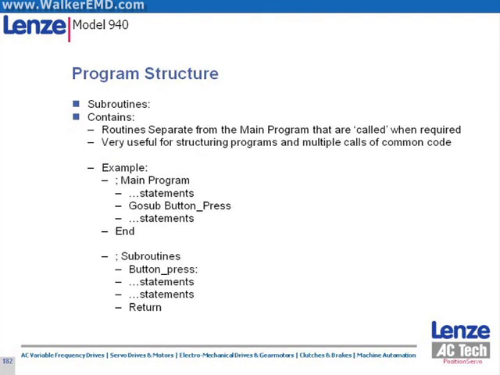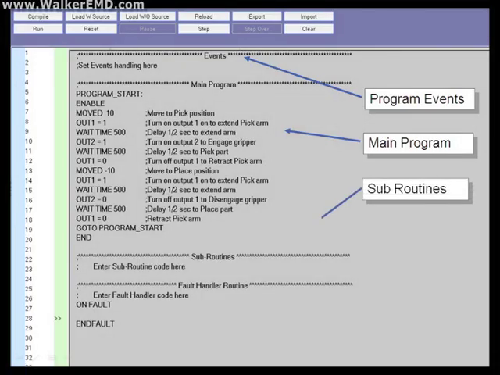Subroutines are very useful when a section of code must be repeated multiple times within the execution of a loop of the main program. As you can see from this slide, subroutines are coded after the main body of code in the indexer program.